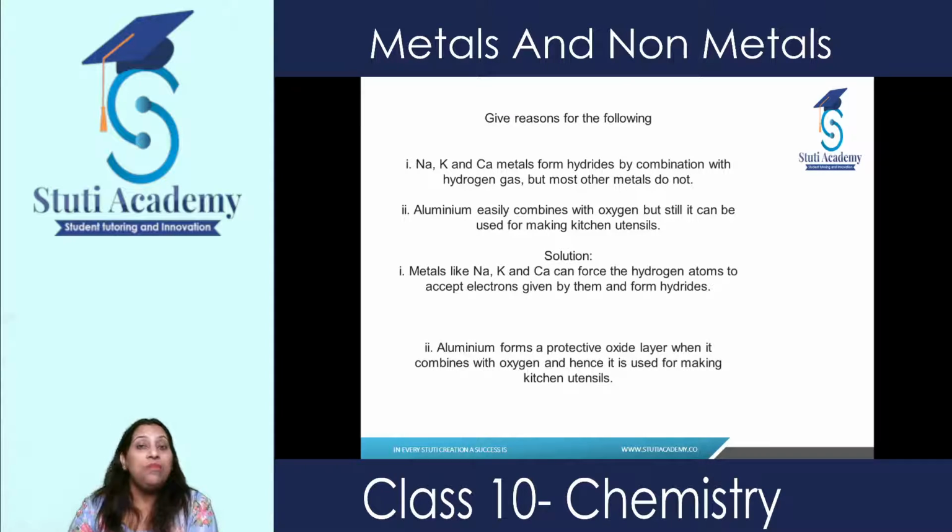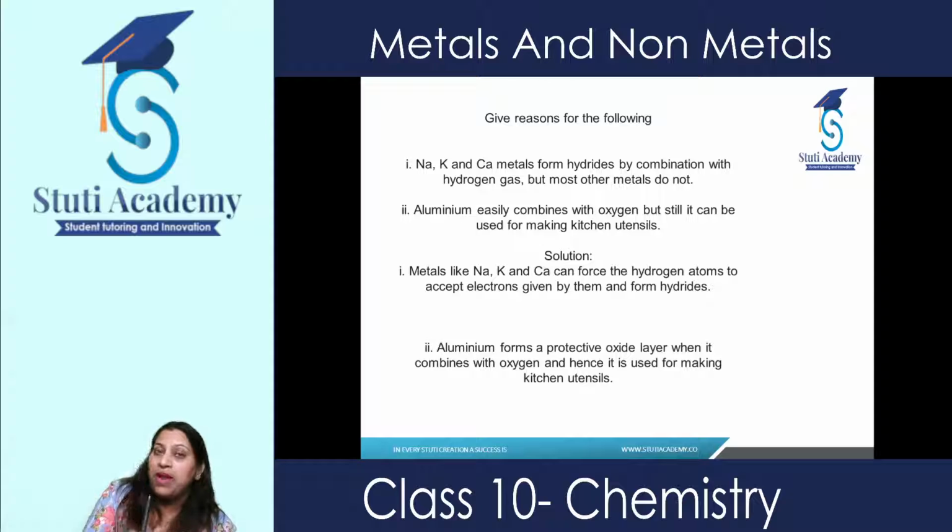The next is aluminium, easily combined with oxygen, but still it can be used for making kitchen utensils. See, aluminium combined with oxygen forms aluminium oxide, which is a protective layer. Due to the formation of this oxide layer, it protects the other aluminium from getting corroded. So this oxide layer prevents the other aluminium from coming in contact with oxygen. That's why we use aluminium for making kitchen utensils.